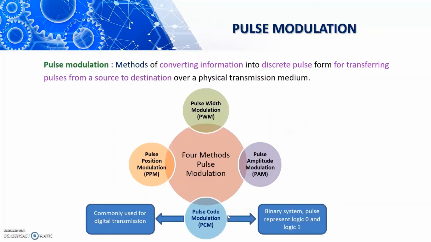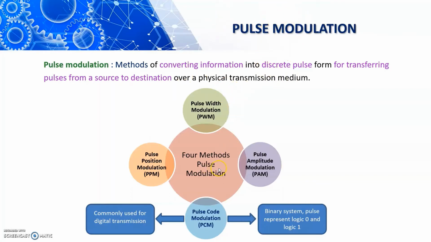Now we go through pulse modulation first. What is pulse modulation? Pulse modulation is a method of converting information into discrete pulse form for transferring pulses from a source to a destination over a physical transmission medium. Which means we have to convert any analog signal into a digital signal by using this pulse modulation.